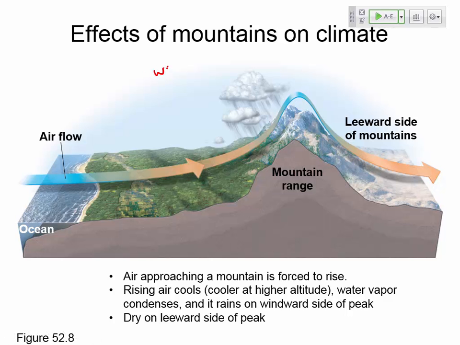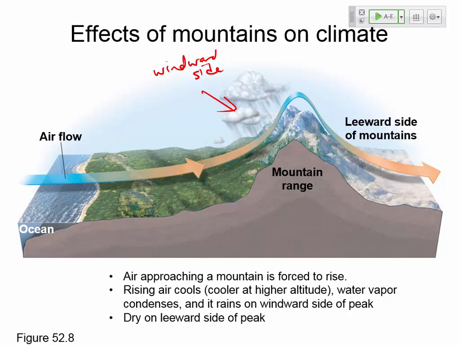This is on the side of the mountain range that is called the windward side, the side from which the air is approaching. Then the air moves over the mountain range, and when it reaches the other side, it has already lost a lot of what had been water vapor. It condensed out and rained on the windward side. So by the time the air reaches the other side of the mountain, it's extremely dry.